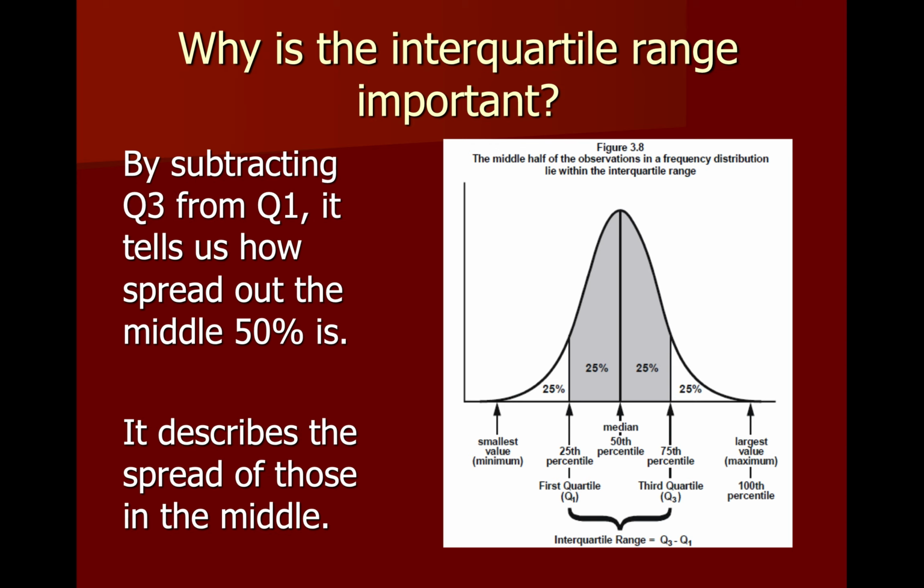So the interquartile range is important because it tells us the spread of that middle 50% right here. It describes those that are in the middle. And as we talked about in a previous class, a lot of data does tend to group towards the middle, so it's helpful to be able to know what that middle 50% is.